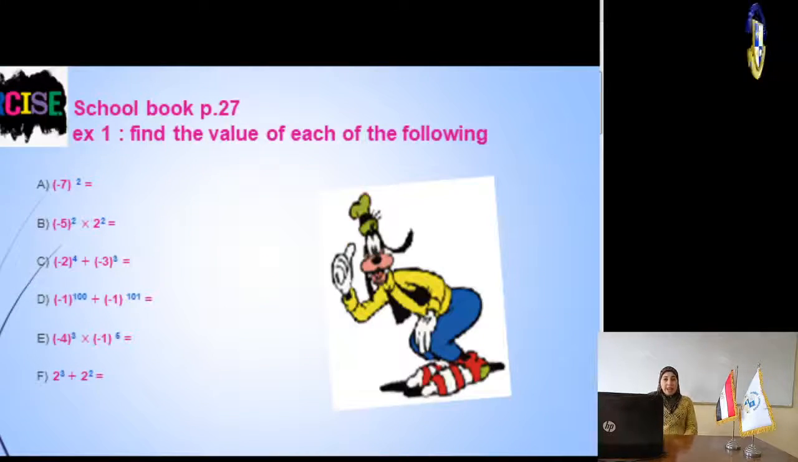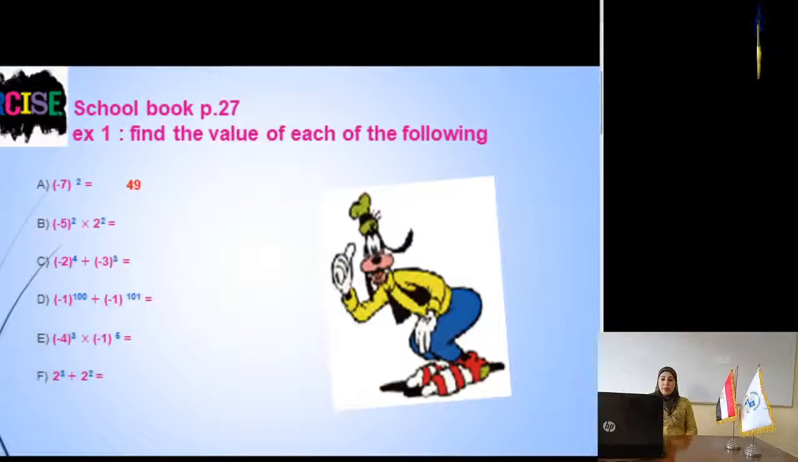Let's see an example from your school book. Find the value of each of the following: negative 7 up to the power 2. Here I have an even power for a negative integer. We said if I have a negative integer and an even power, the answer must be positive, so the answer will be 49.